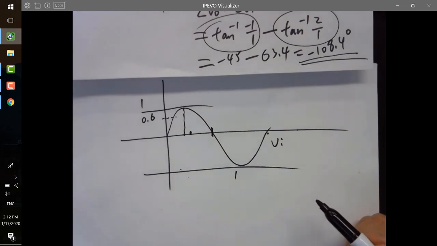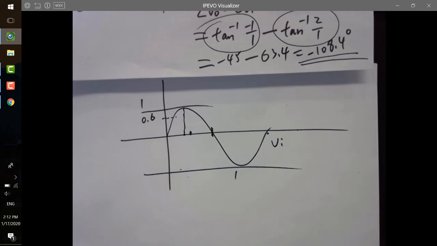What's the question? Yeah, based on how you define the time delay, the angle of the output minus the angle of the input. Yeah. Is it ever going to be a positive number?